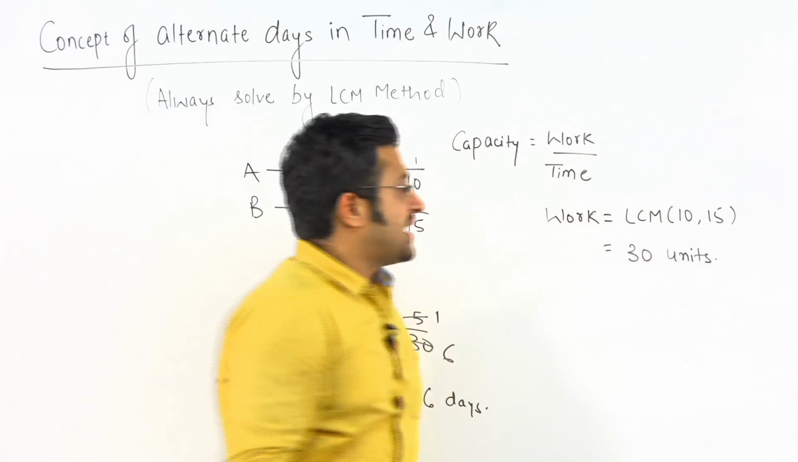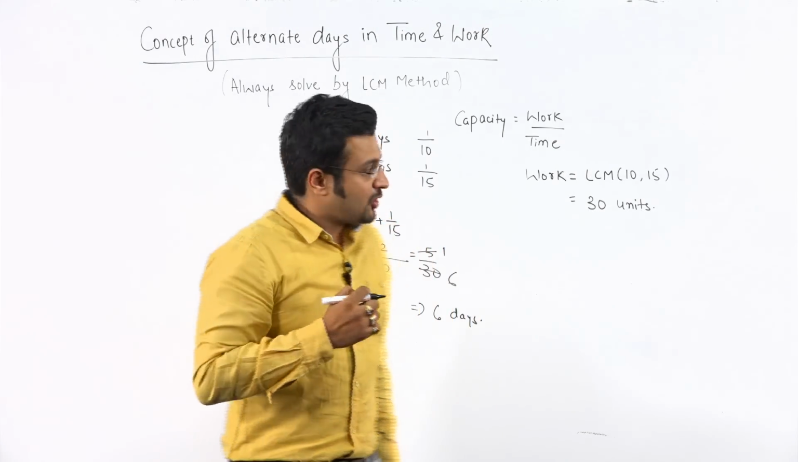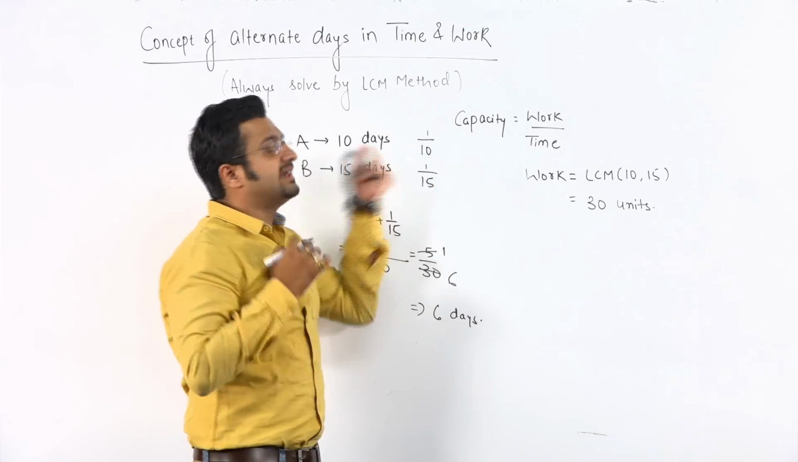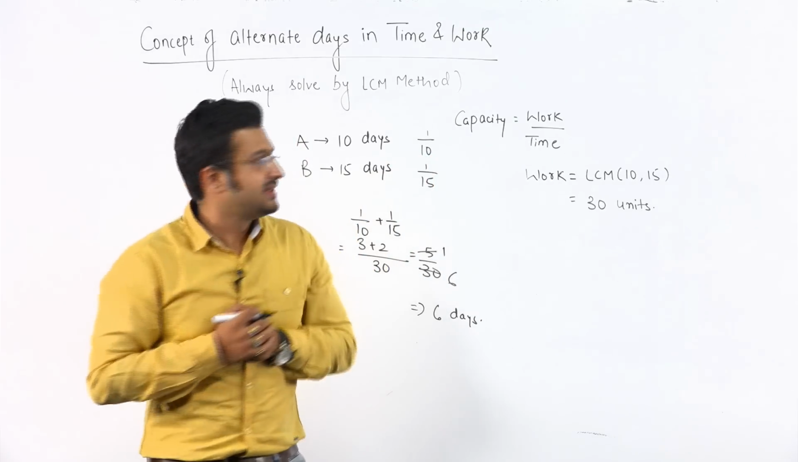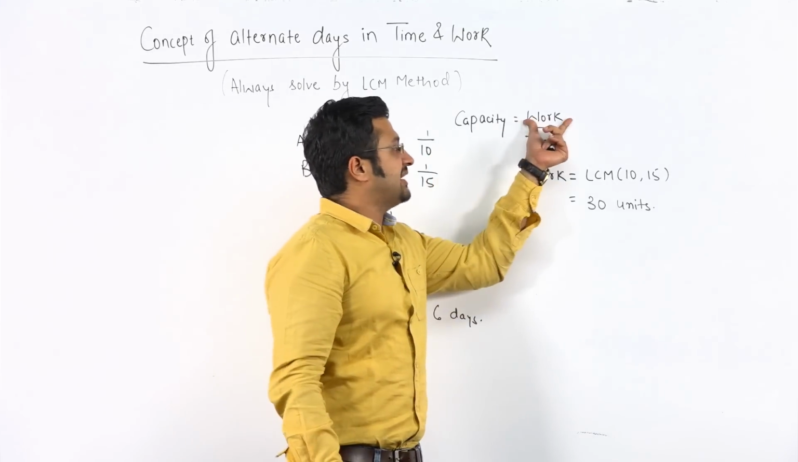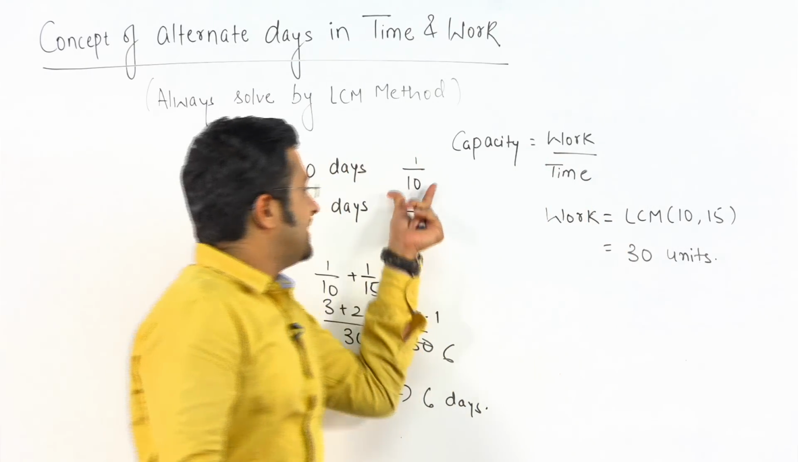If work is 30 units and A completes it in 10 days, what is the capacity of A? We can say capacity is work upon time. What is work? 30. What is the time period of A?